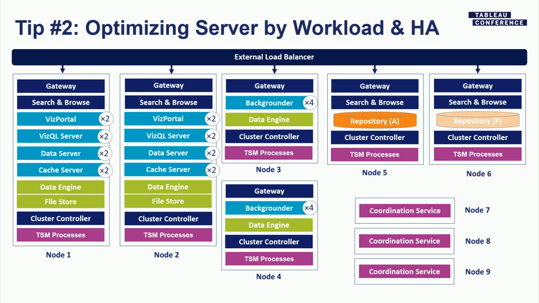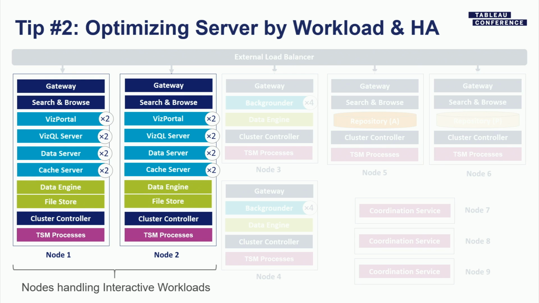Tip number 2, optimizing Tableau Server for specific workload and high availability at the same time. So in this example, we have a pretty large Tableau Server cluster, but the nodes are playing slightly different roles in this configuration. For example, node 1 and node 2 are our interactive workload nodes. This is where users come with their requests. This is where viz rendering happens. This is where browsing of Tableau Server happens.